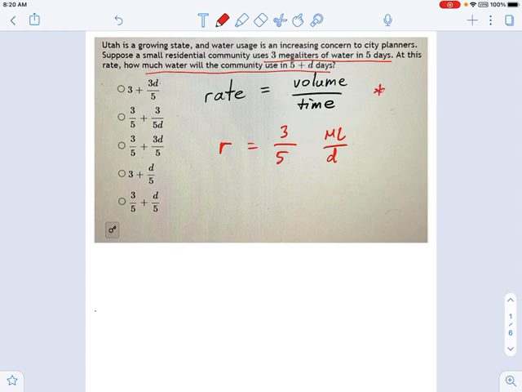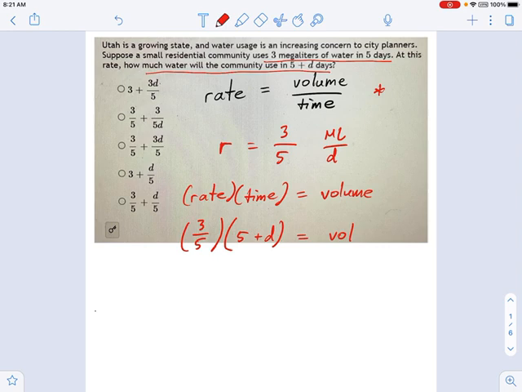Let's go right here. I'm going to rewrite that equation, multiply each side by time, and you get this. Rate times time equals volume. So if I want to know the community's volume of water usage in a certain amount of time, we just plug these things in. Let's take rate, which we've calculated as 3/5, times the time, which is given to us as 5 plus d days, and that's going to be the volume that I'm looking for.